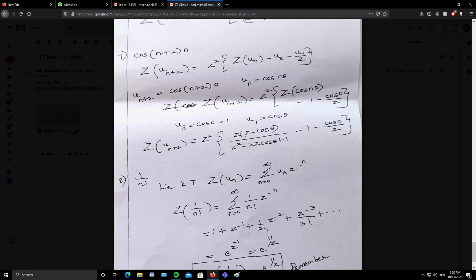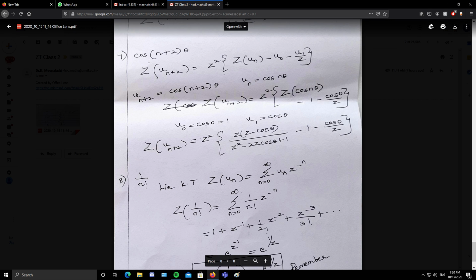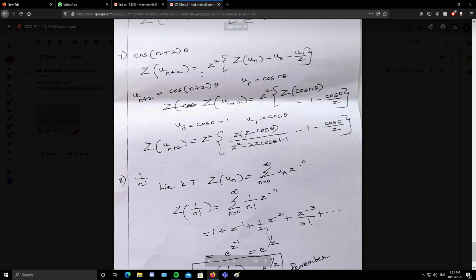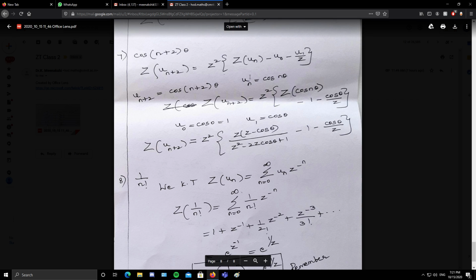But as far as possible, make use of shifting property. It will save time. Whenever you have cos of a plus or minus b or sin of a plus or minus b, you can make use of the formula. But more than the formula, using the shifting property will save time. So you go for shifting property. If you make use of cos of a plus or minus b formula, it will take more time. Even for sine, you can use sine of a plus or minus b formula. It will take more time compared to using shifting property.